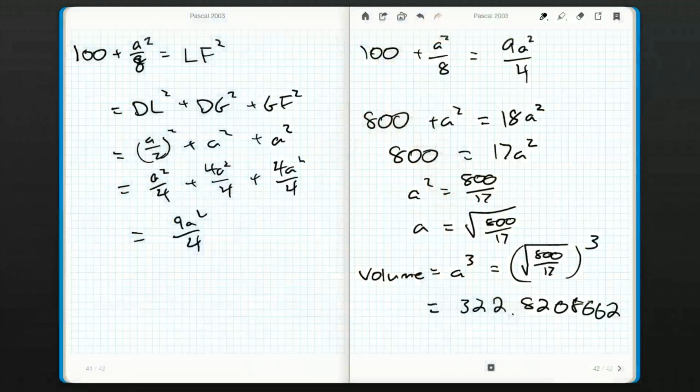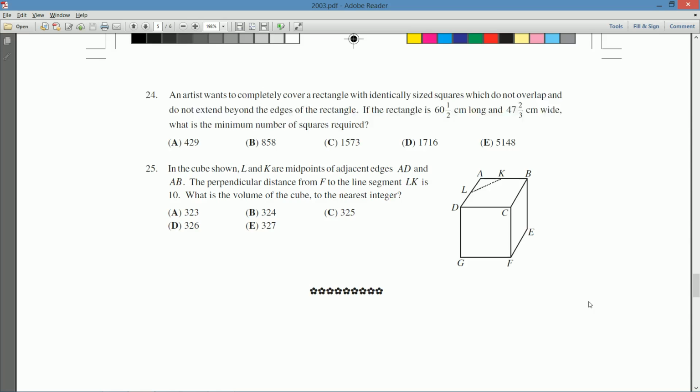Okay, now I'm going to do that calculation again. Always a good idea to double check, make sure you haven't hit a wrong button. So 800 divided by 17, that's about 47.05. Now I'm going to square root that, 6.859 something or other. Sure, and now raise that to the power 3. I still get 322.82, etc. So now, let's see. To the nearest integer, that would be 323, because we round up because of the 0.8. And 323 is exactly one of the answers. So we're looking at A.